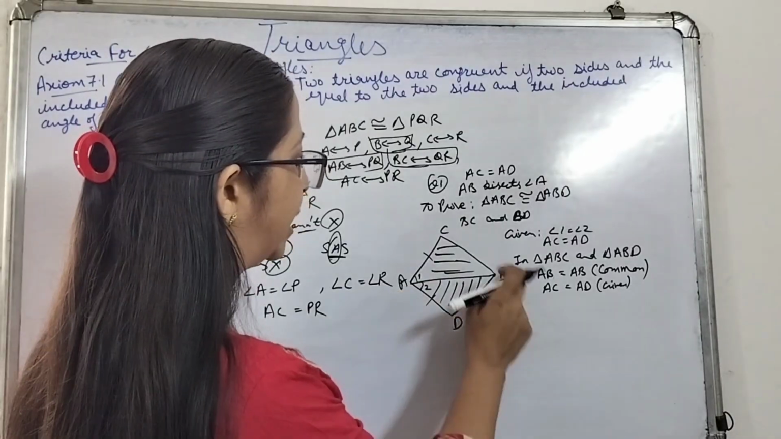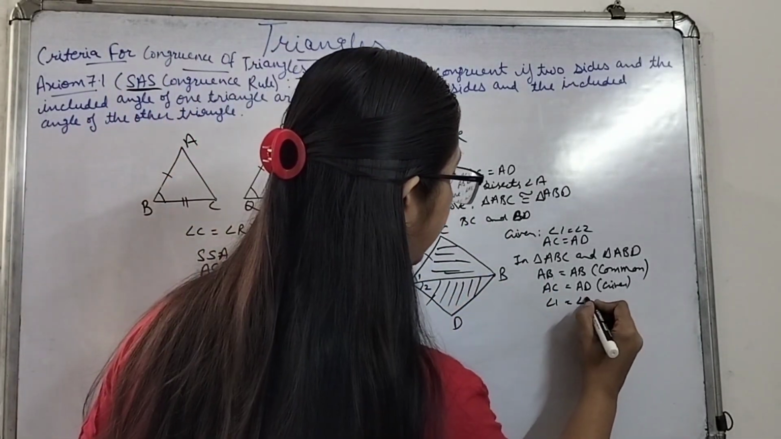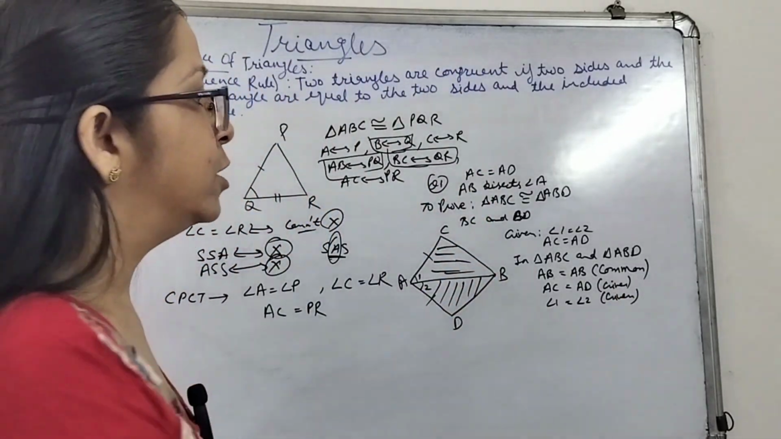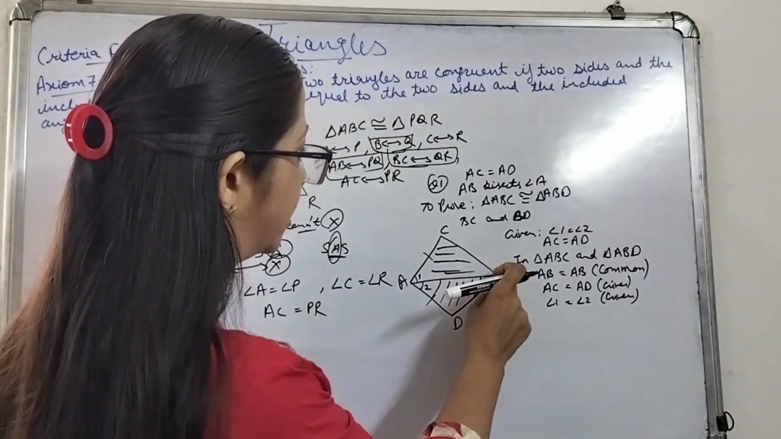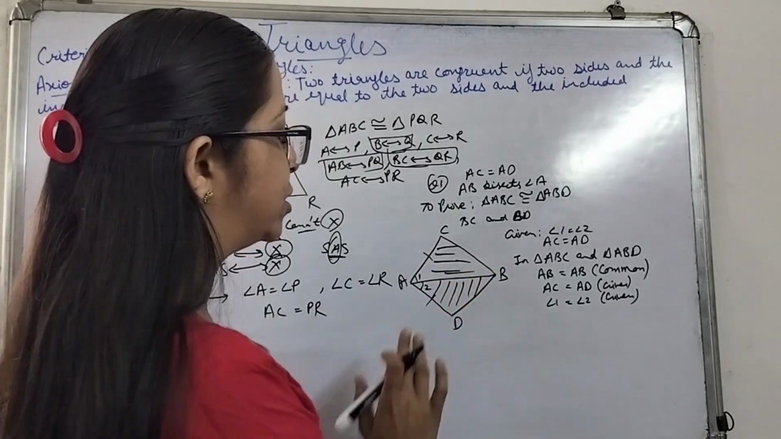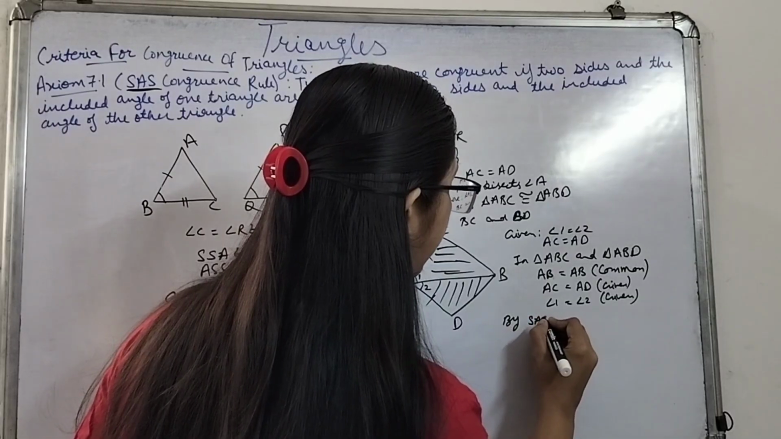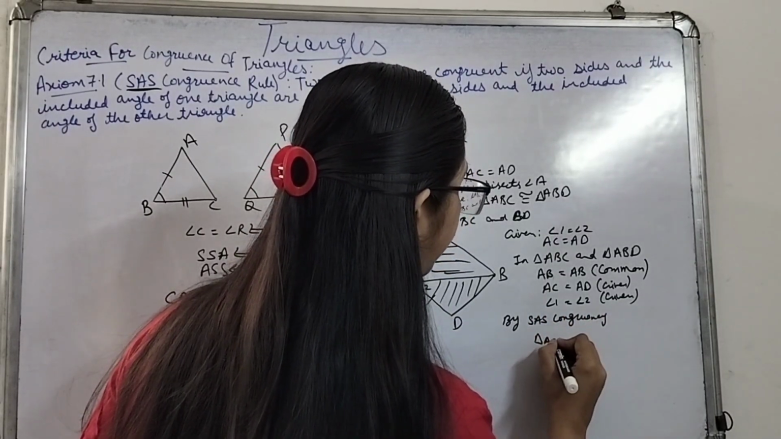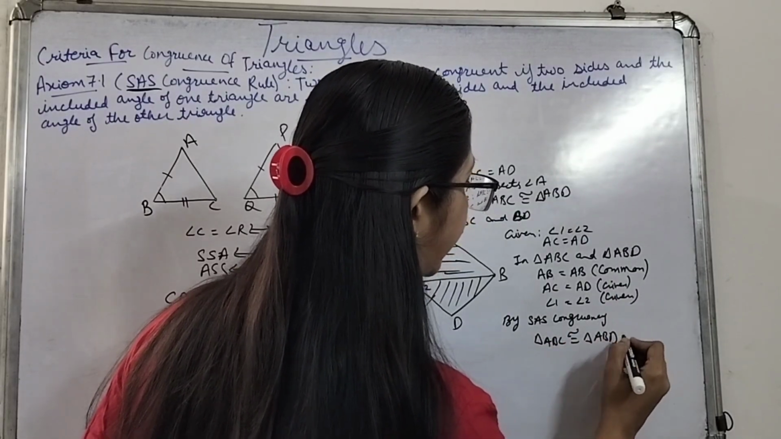Angle 1 of triangle ABC is equivalent to angle 2 of triangle ABD. It is even given to us that AB is bisecting the angle A. So we can say your side, angle, side of this triangle is equivalent to your side, angle, side of this triangle. So we can say by SAS congruency, triangle ABC will be congruent to triangle ABD, and hence proved.